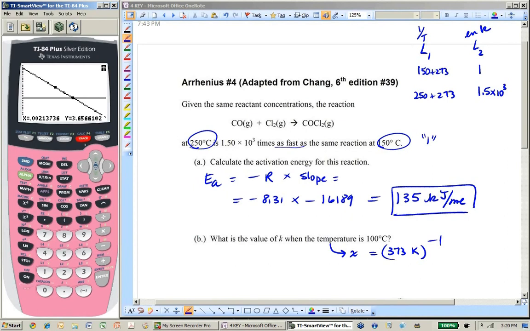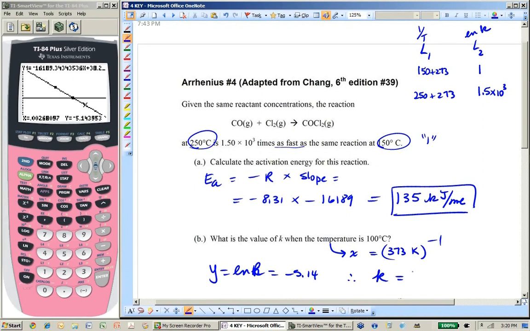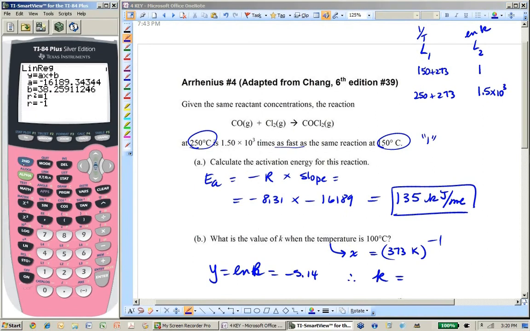Second. Calculate. Enter. 373. Don't forget to take the reciprocal. There we go. So y equals ln of k equals negative 5.14, but remember it's stored. Therefore, k equals second, quit, second ln. Get that y value by going alpha 1.